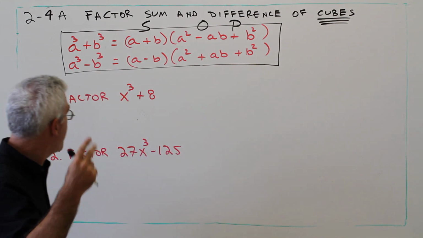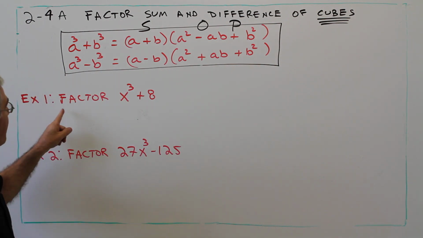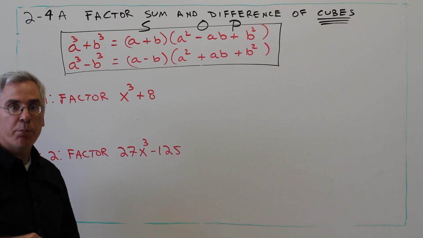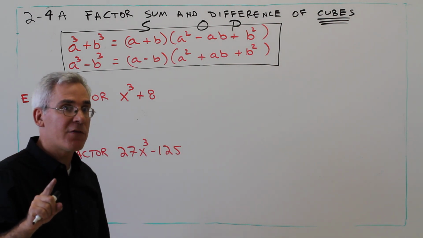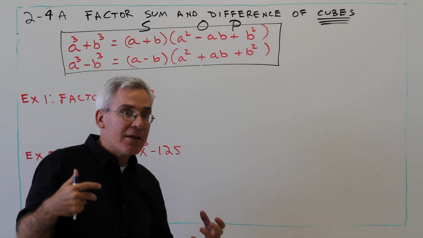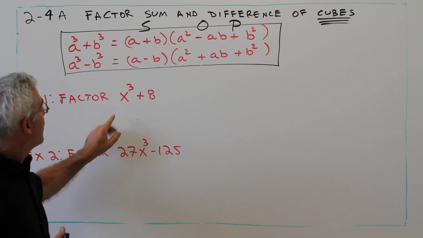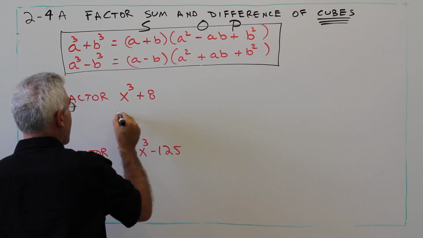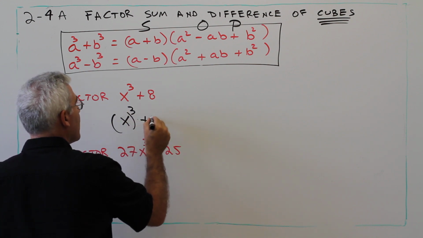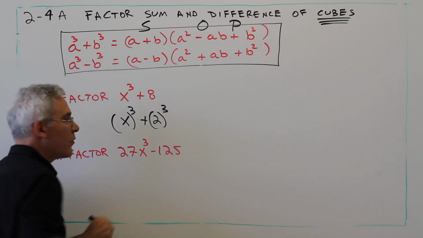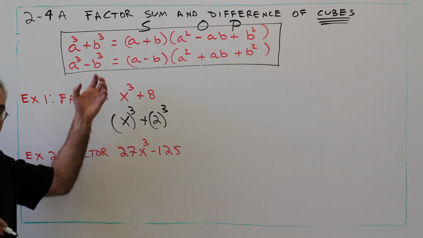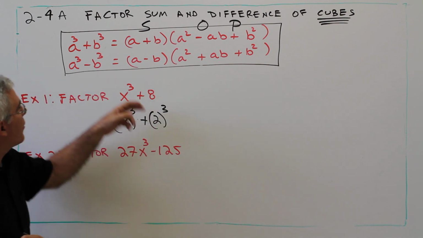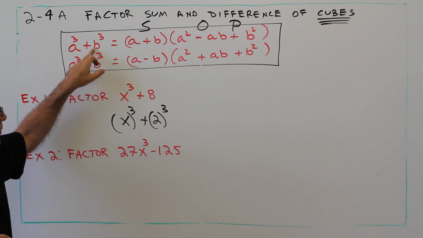So here we go. Two examples. First example, factor x cubed plus 8. Step 1 is to recognize that you've got a sum of cubes. And what I have my students do is rewrite it as follows: x cubed plus 2 cubed. Once you've got something cubed plus something cubed, just go to this template right here.